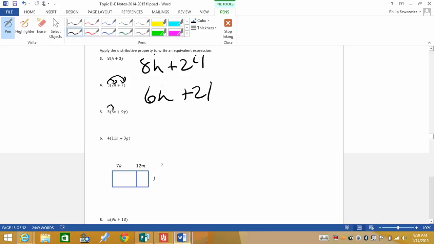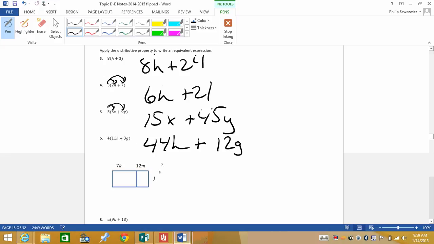Keep going. Multiply, multiply. 5 times 3x, 15x. 5 times 9y, 45y. And again, we don't have like terms: x's and y's, h's and a plain old number. All right, and the last one. Did you say 44h plus, and then multiply it to the second one, you say 12g.